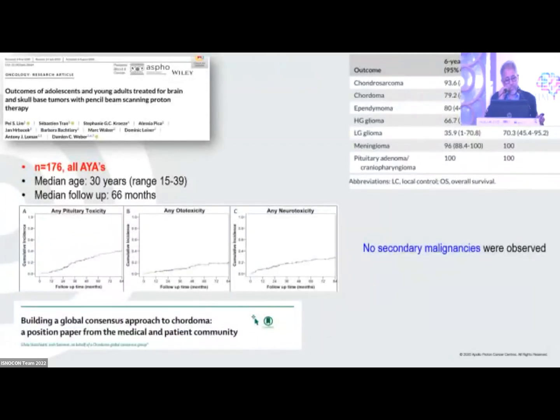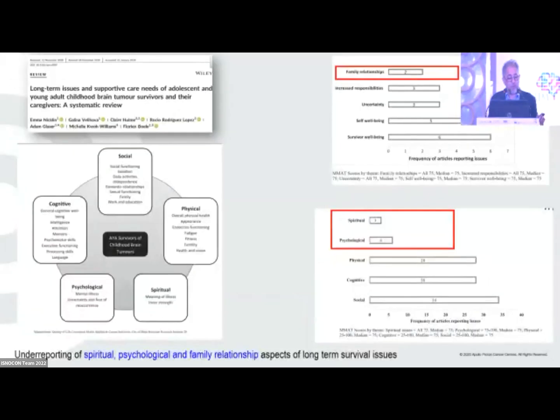In adolescents and young adults, there is a 176 data set, all belonging to AYA, looking at base of skull tumors treated with pencil beam scanning proton therapy. And again, this is coming up quite well as well.